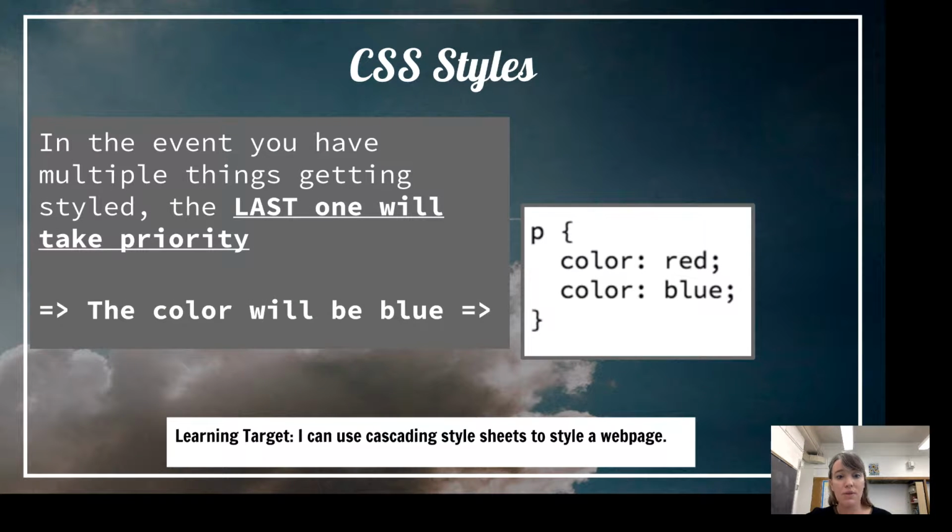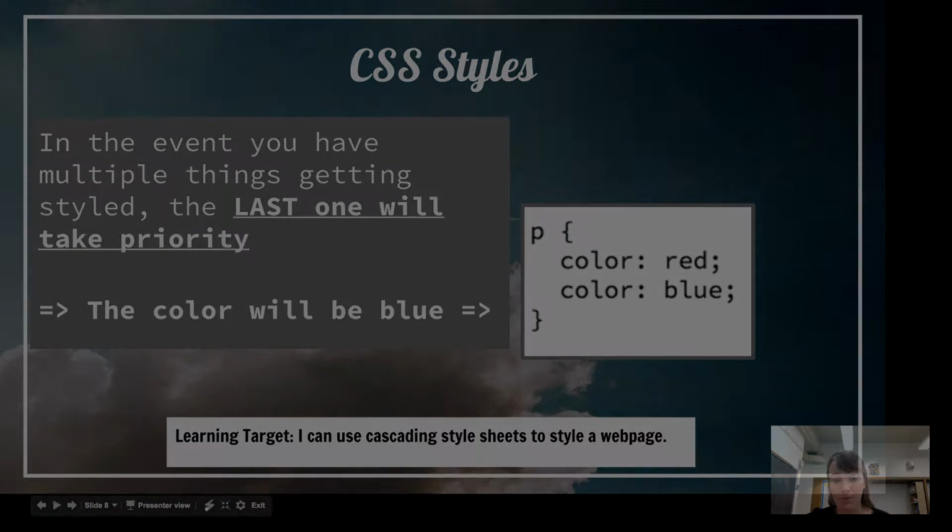Okay, one thing to note is that if the property repeats itself, it's only going to see the latest instance of it. It's only going to use the last thing that you said. So if you ask the paragraph text to be colored red and then colored blue, the text is actually going to be colored blue.